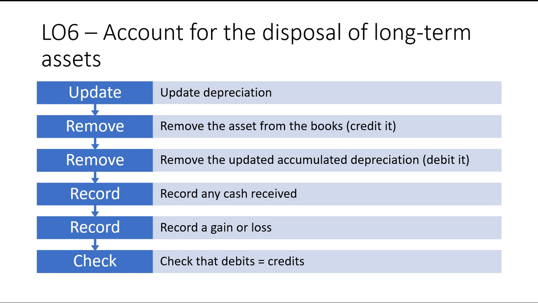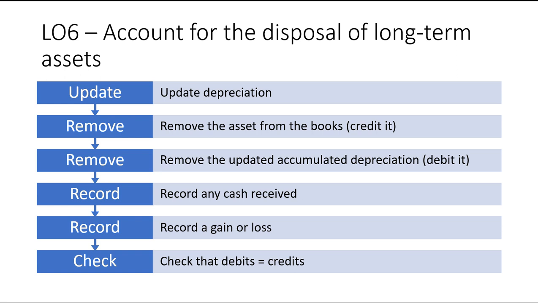Then you're going to record any cash received. Now, it could be you're just throwing it out, or you're disposing of it, right, or retiring it. So you're not getting any money, but it could be that you got some money. So if you got money or you sold the asset, you're going to record the cash. And of course, that's a debit because that's cash coming in.